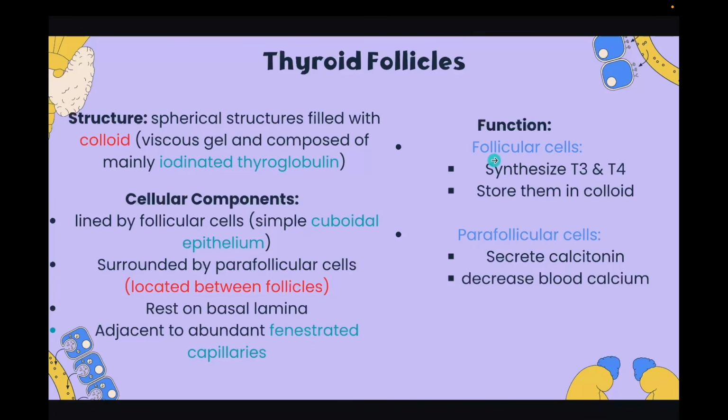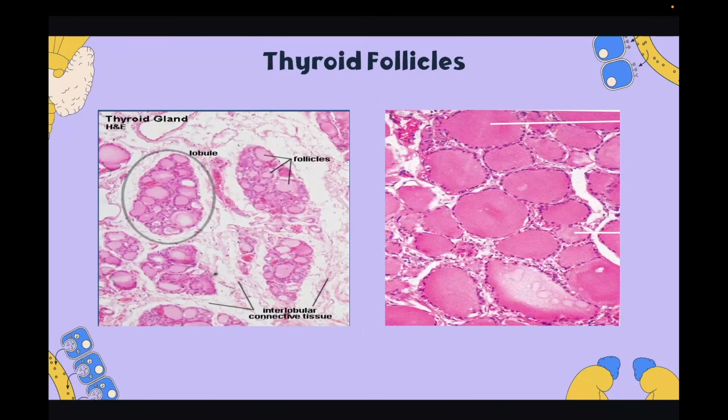Now for the functions: follicular cells synthesize T3 and T4, and they store them in the colloid. Parafollicular cells secrete calcitonin. What does calcitonin do? It decreases blood calcium. That's it. You can see here you have the follicles. In between the follicles you'll have the parafollicular cells. You see the spaces between them. There's not much here, but the spaces between the follicles are where they are.